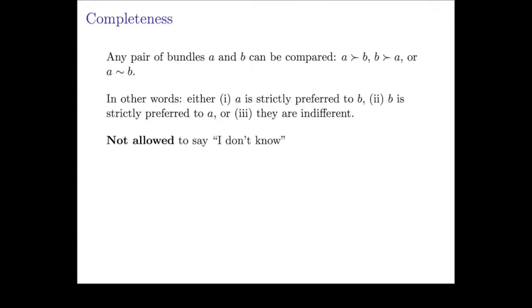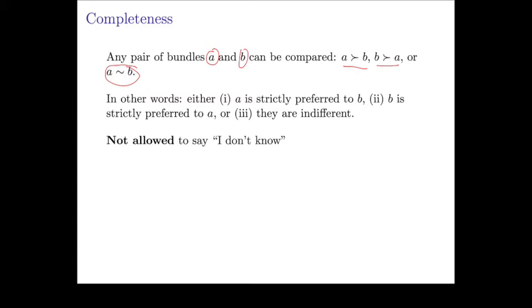So what do we mean by completeness of a preference? Take any pair of bundles, A and B. What completeness says is that the preference can tell me at least one of the three following things. Either it will tell me that A is better than B, that B is better than A, or that the consumer is indifferent between A and B. But it's never going to say, oh, I don't know, I can't compare these. Completeness therefore says any pair of bundles can be compared one way or another.